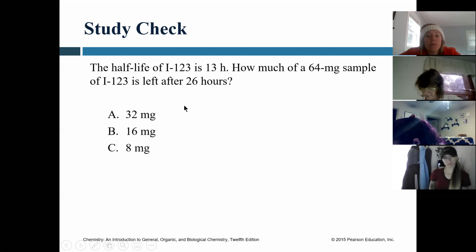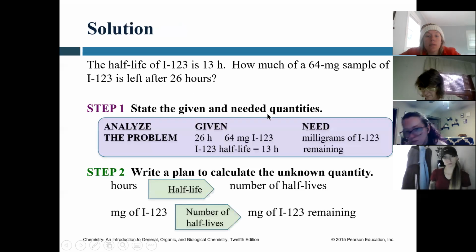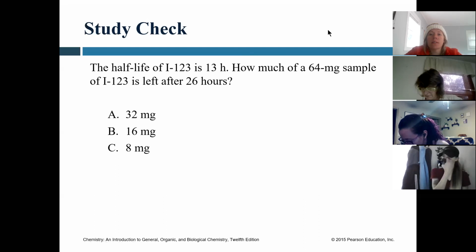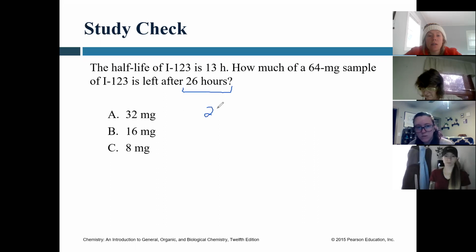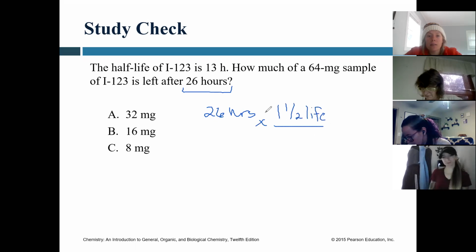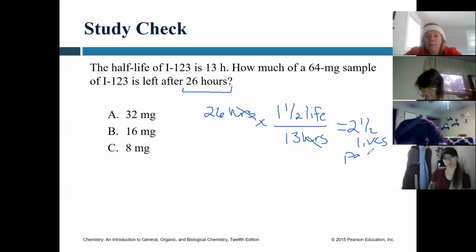Okay, so for this one, we have a total of 26 hours that have passed. So I start there, 26 hours. And I know that 1 half-life, in this case, is equal to 13 hours. The hours will cancel, and I can find that 2 half-lives have passed. So 2 half-lives have passed.